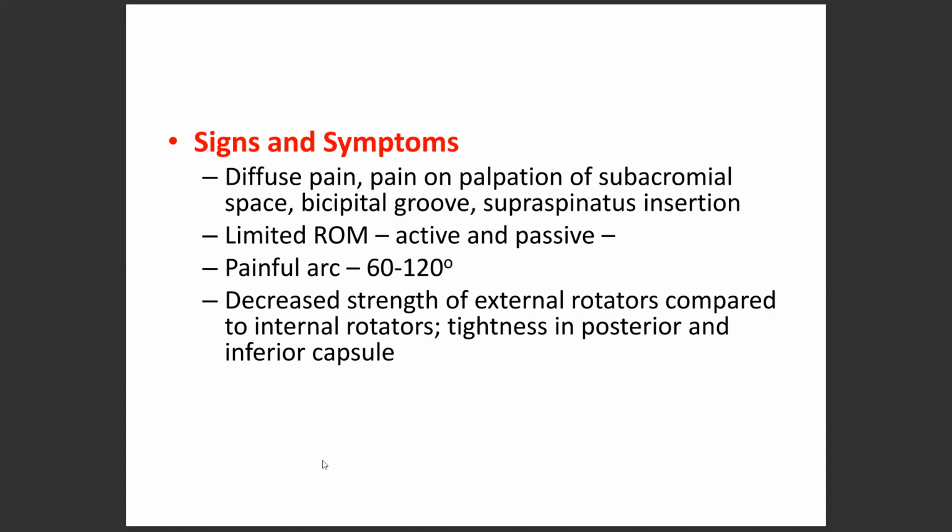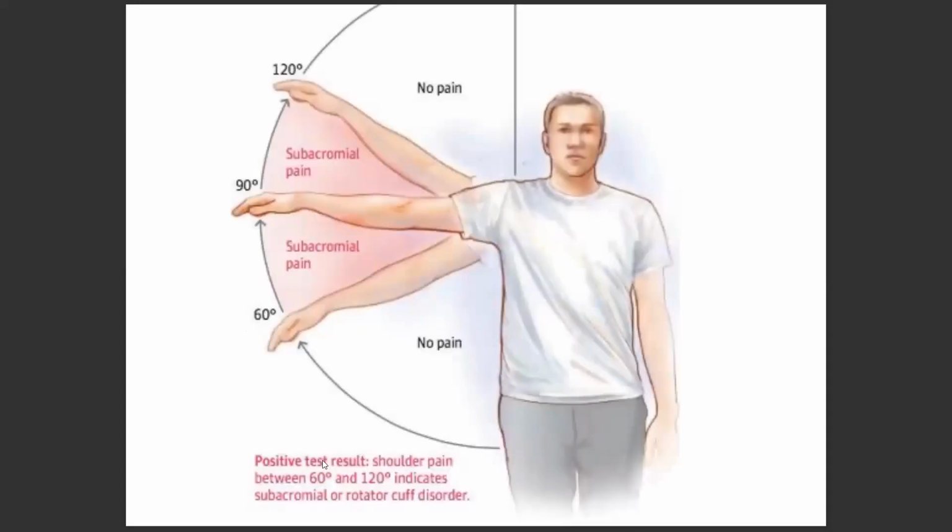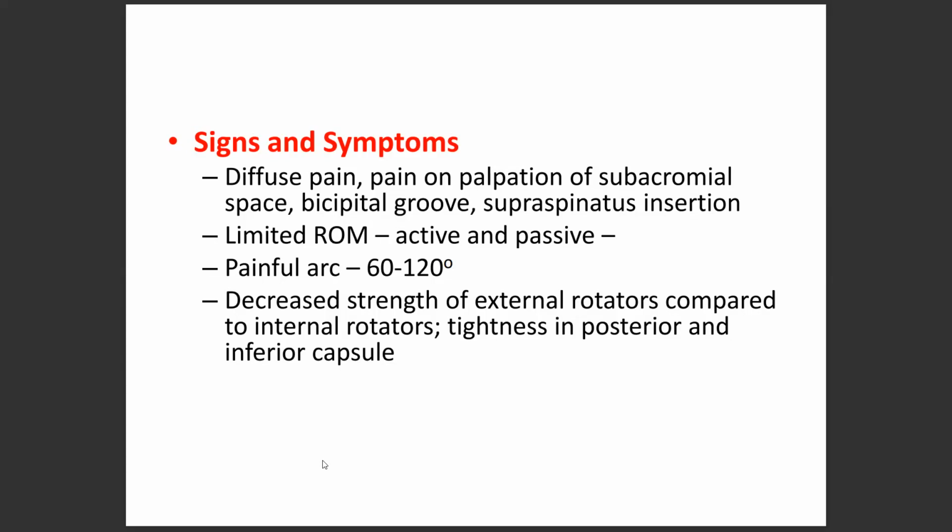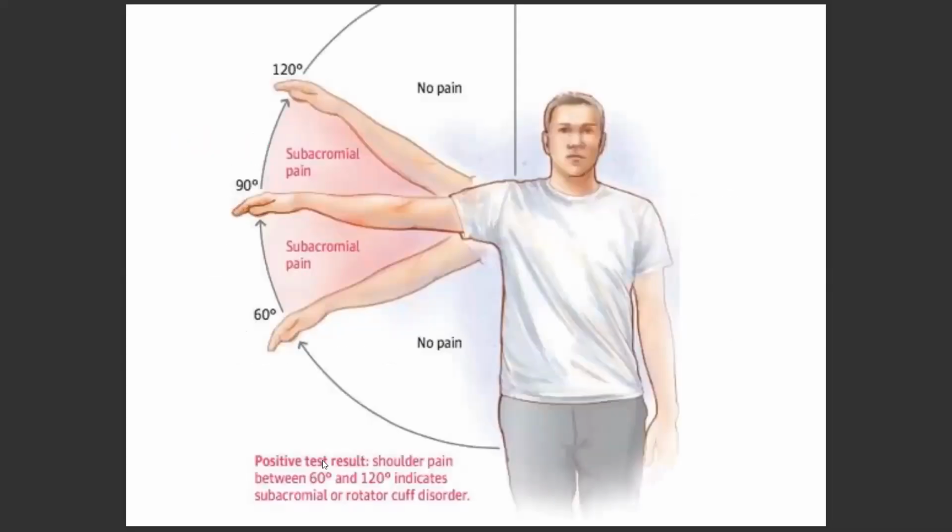So if the pain is present in that arc, which is known as the 60 to 120 painful arc, then this is again a very strong indication of subacromial impingement syndrome. Now, why is there no such pain above 120 and below 60? Above 120, there is no such tension and no such superior translation in the space, so there is no narrowing of that space.